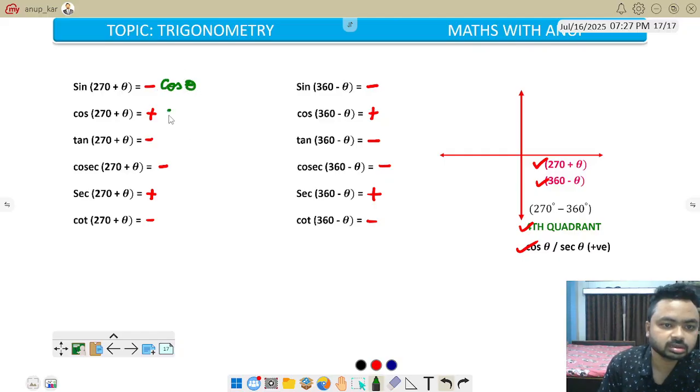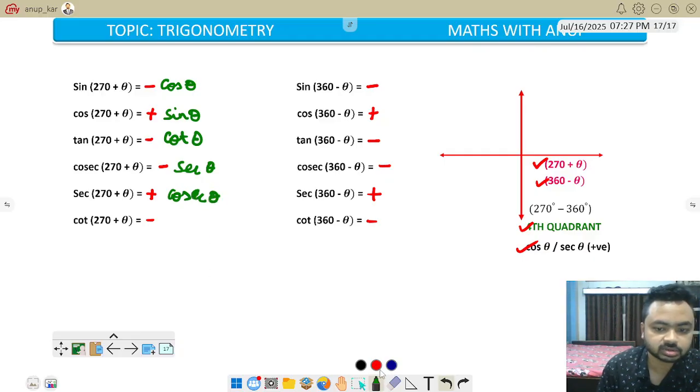Cos theta will be sin theta, sin theta will be what? Cot theta. Tan theta will be what? Cot theta. Cosec theta will change to what? Sec theta. Sec theta will change to cosec theta, and cot theta will change to tan theta.